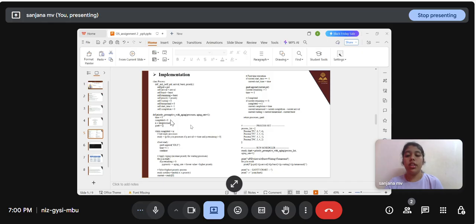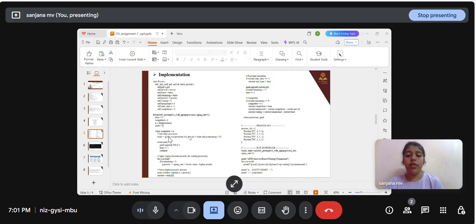Next, coming to this function definition. This function performs the priority scheduling with aging; it takes the list of processes and an aging rate. Next, we set time equal to 0, count the completed processes, and create a list for drawing the Gantt chart. Next we will move to the while loop. The loop keeps running until all the processes finish.